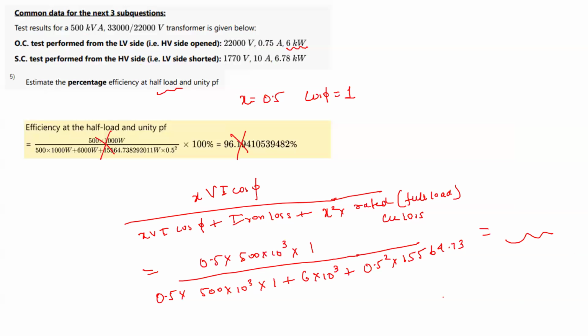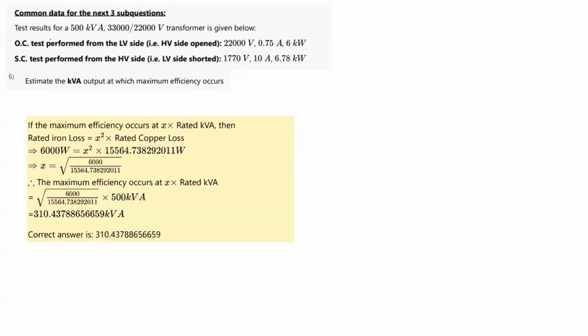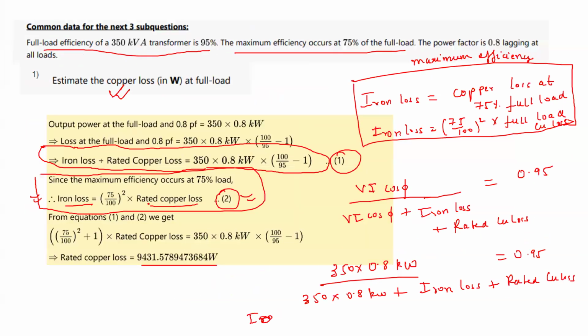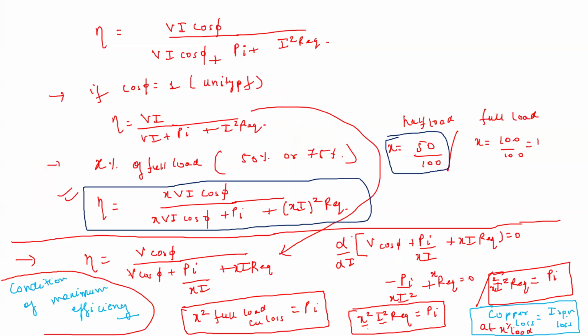Okay, now we go to the next question. Now in the next question, this is the same data. Now we have to determine the kVA output at which maximum efficiency occurs. Now this we have seen the condition, right? So what is the condition of maximum efficiency? From all this derivation, if you have to determine the value of x, it is that x square into full load copper loss should be equal to iron loss. From the previous two questions, we have the iron loss and the full load copper loss, so we can just use this formula directly.